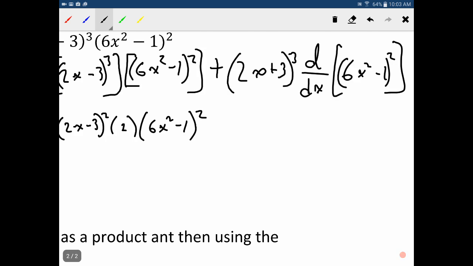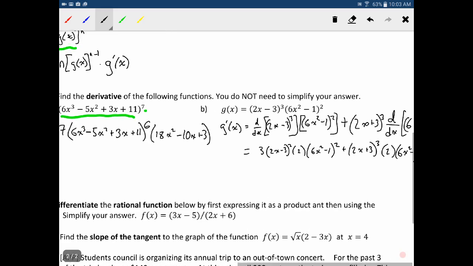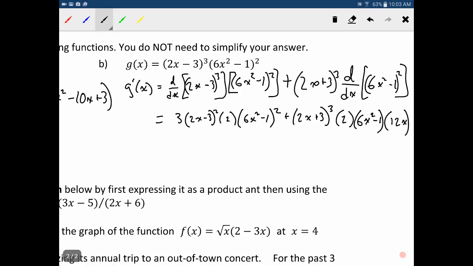And then we go over and we say, all right, plus, and we'll just leave our function here. And then we take the derivative of all of this. So we're going to have times 2 times 6x squared minus 1 to the power of 1. I don't have to write that. And then I have to multiply it by the derivative of what's inside there. So I'm going to get 12x. And that is it. Okay? And again, we could expand that, we could simplify it, but there is no reason to.